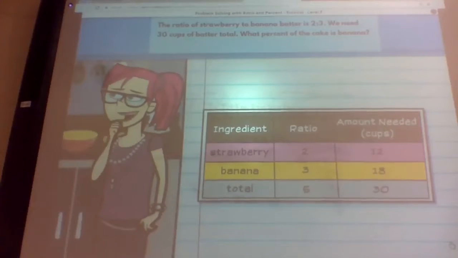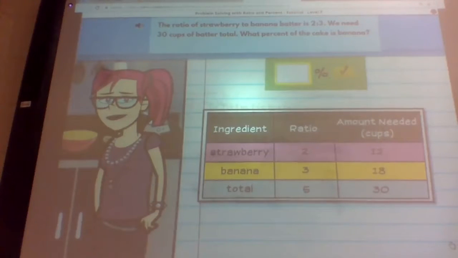So what percent of the cake is banana? All right. So it says the ratio is 2 to 3. What percent of the cake is banana? So that's 18 out of 30, right? Yes, ma'am. All right. So let's look at 18 out of 30.